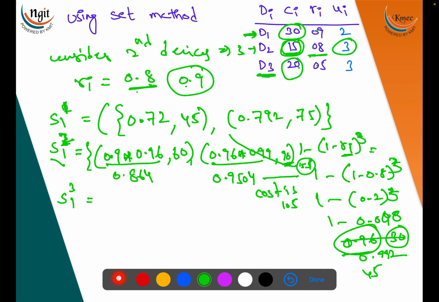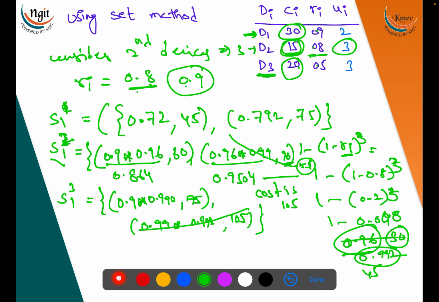Now here you have to take S1 of 3. That means we are going to take 0.9 times 0.992, comma 75 is the cost. Now 0.99 times 0.992, comma 105. Again 105 you have to cut, because we have the other device which is already there in this problem. So 20 you have to keep in your hand. So if you spend 105 over here, you can't get this item into your solution set. So obviously this is not required in the solution.